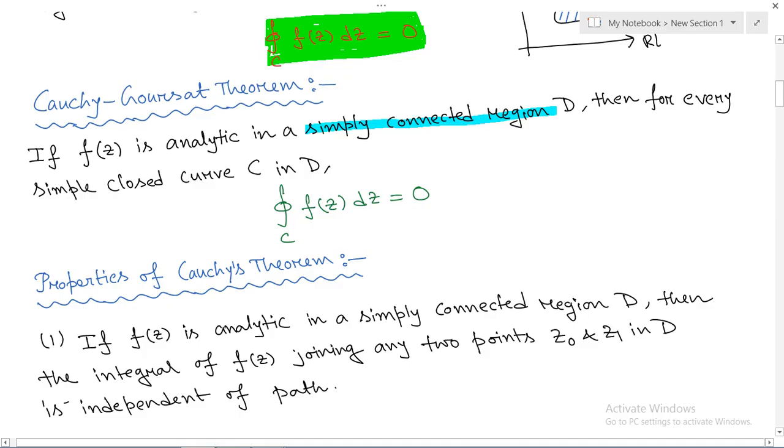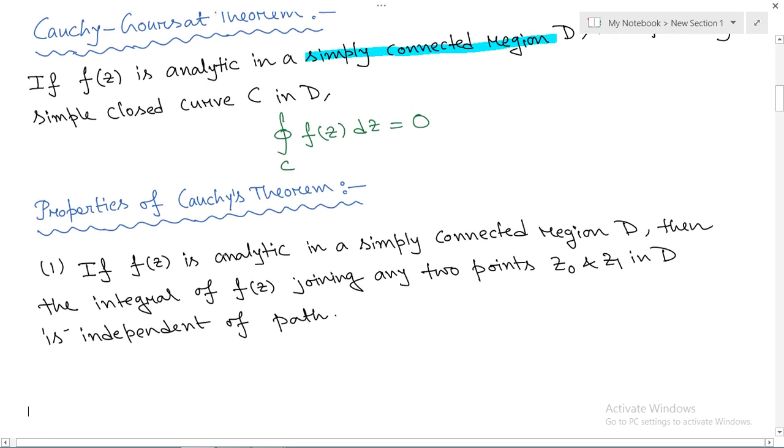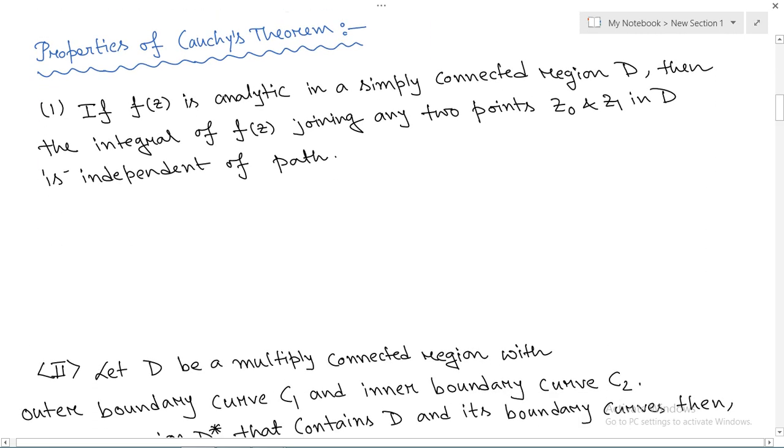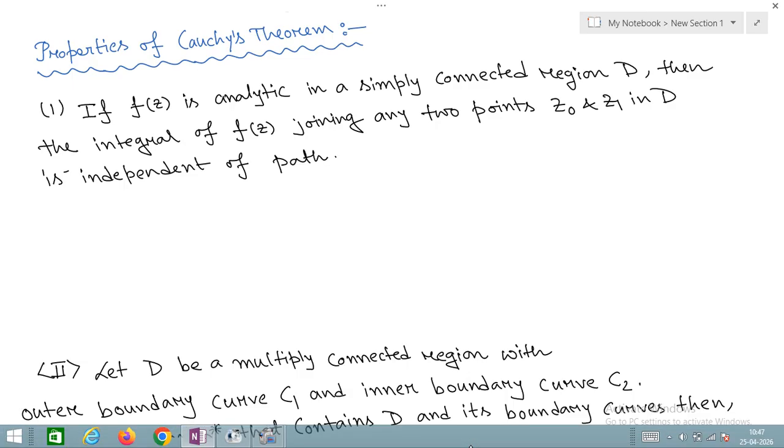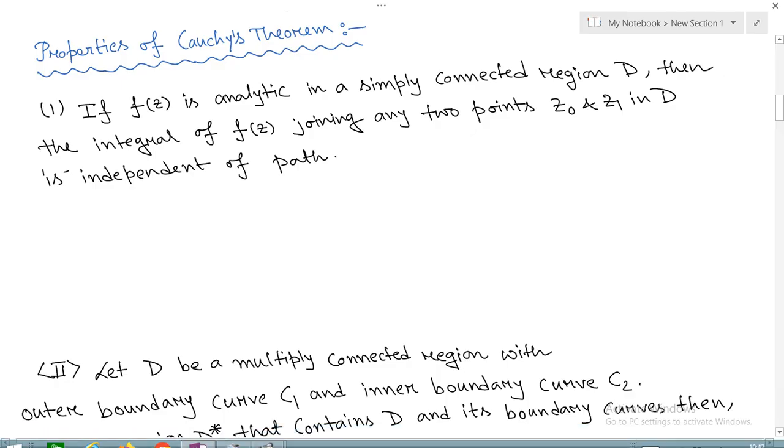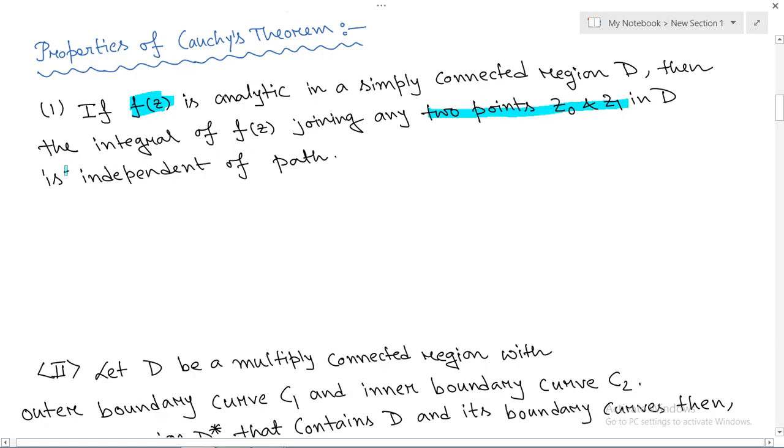Now let us discuss two or three properties of Cauchy's theorem or the Cauchy-Goursat theorem. Sometimes the Cauchy-Goursat theorem is also known as Cauchy's theorem itself. The first property is that if the function f of z is analytic in a simply connected region D, then the integral of f of z joining any two points z0 and z1 in D is independent of the path. It is a very important part of the application of Cauchy's theorem.